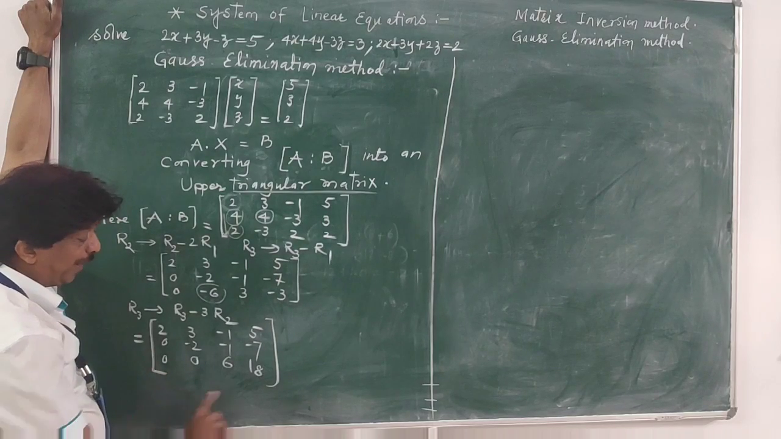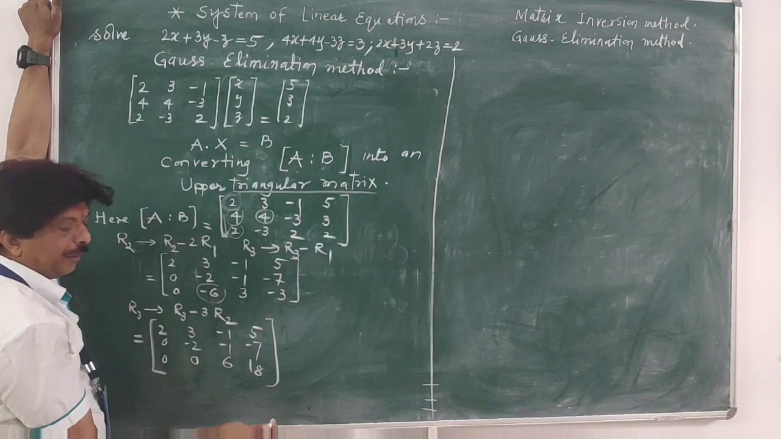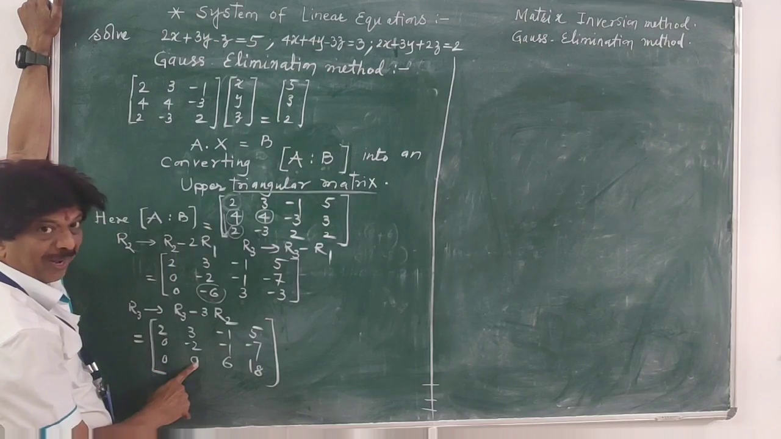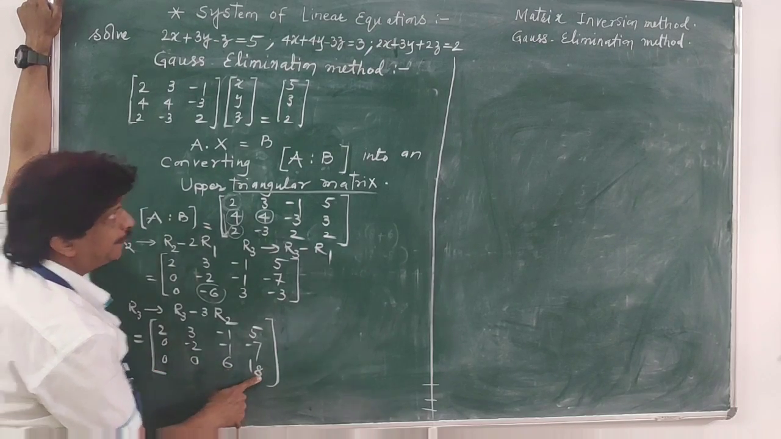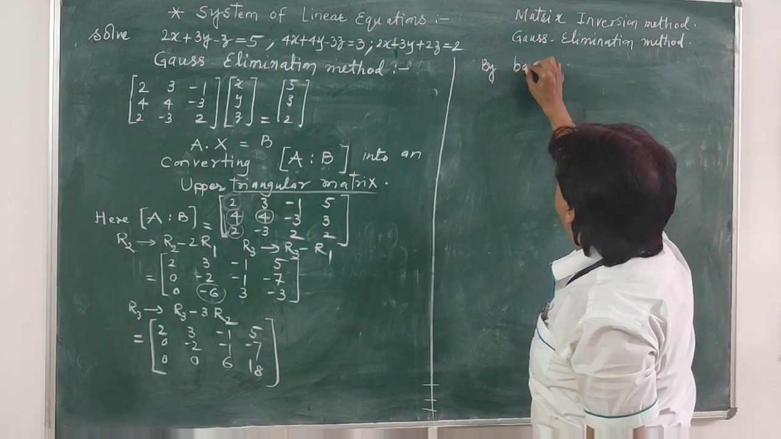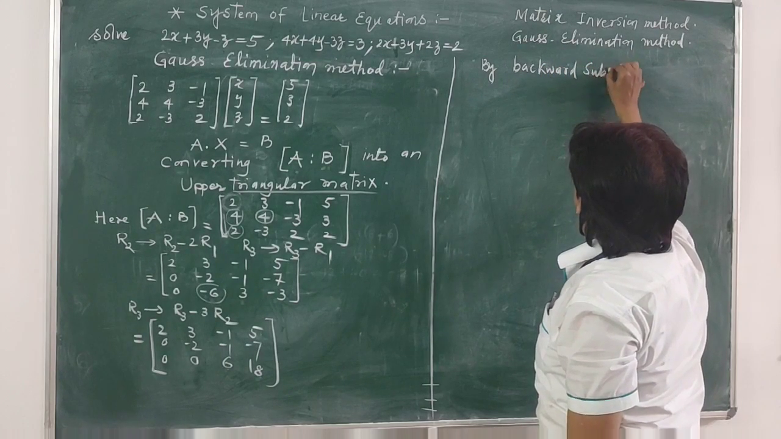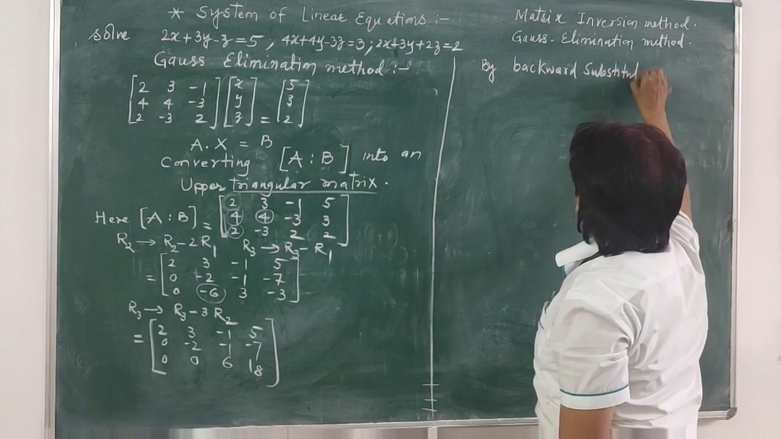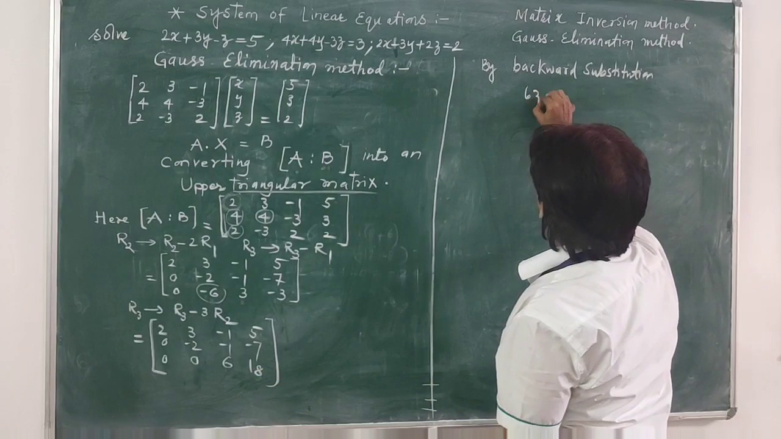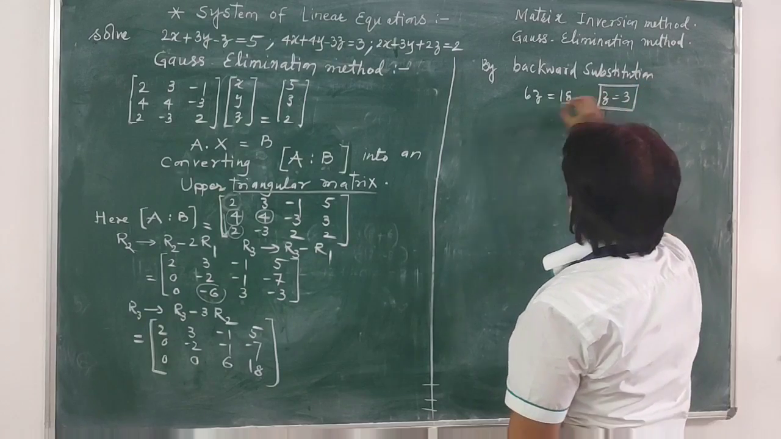And the question is how to determine the solution. It is determined by the backward substitution method. Go to the third row. What is the third row? This is 0x plus 0y plus 6z equal to 18. By backward substitution, 6z is equal to 18. That gives me z is equal to 3.